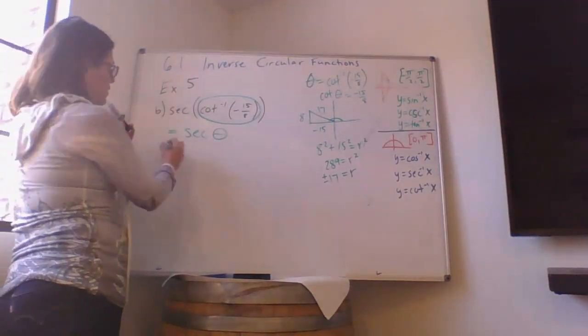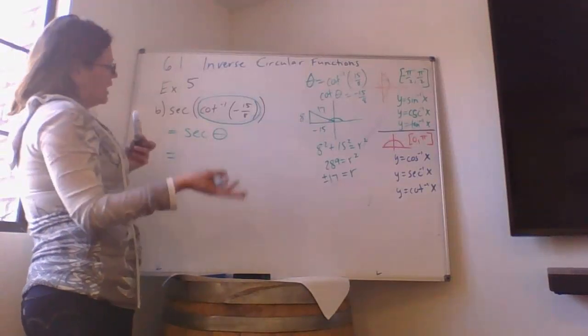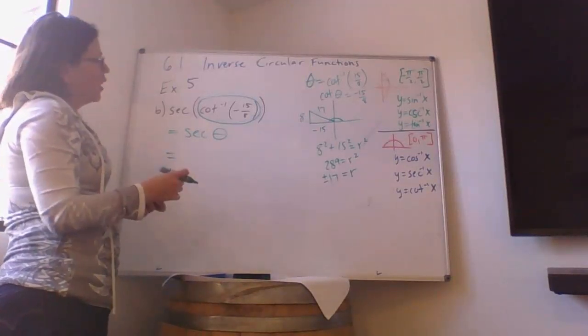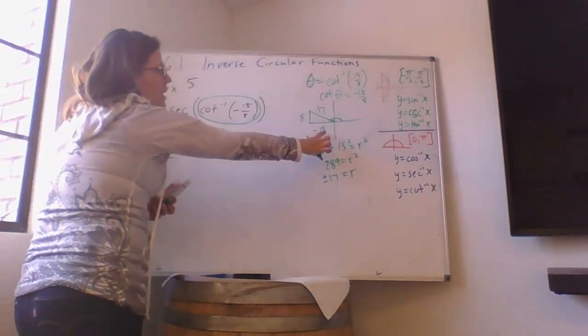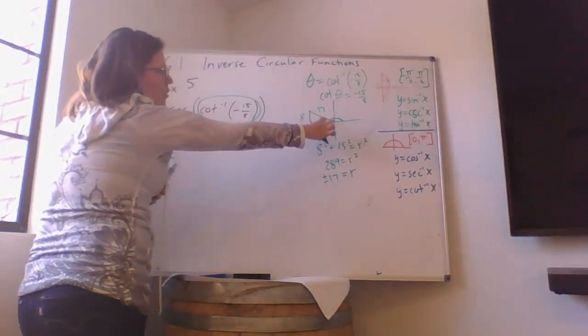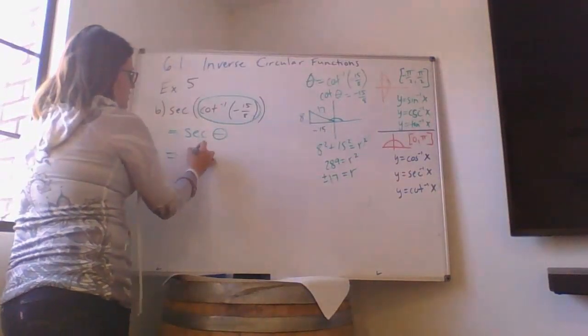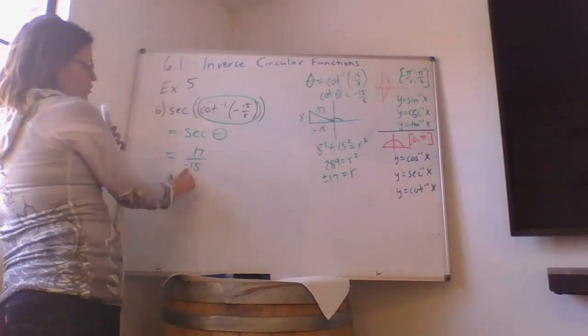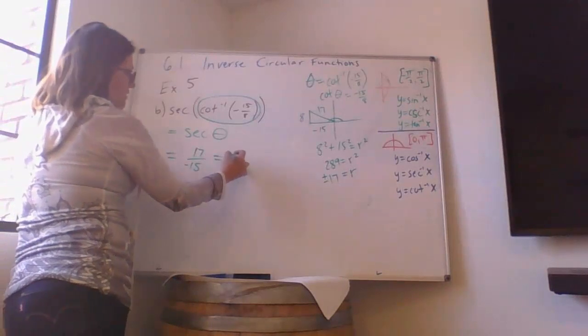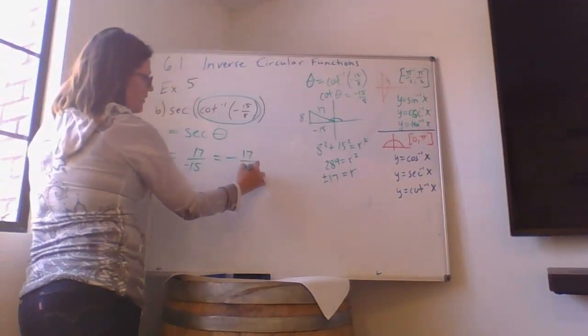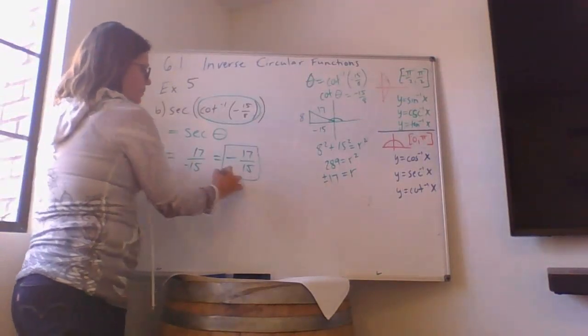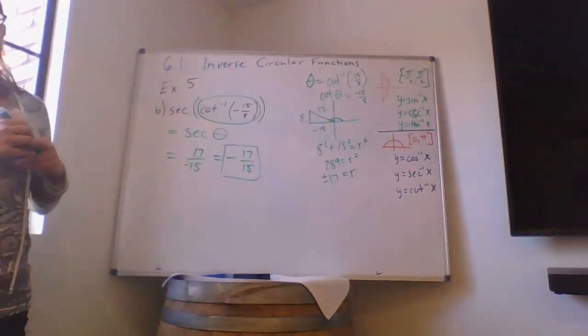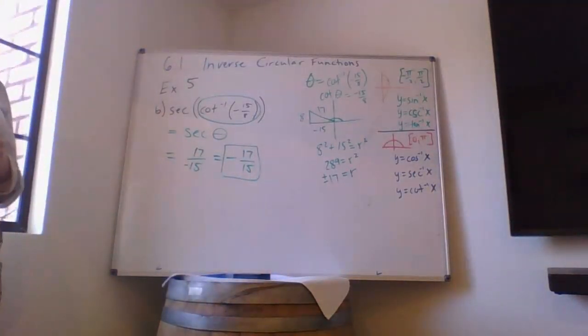So now let's go ahead. Remember, secant is just the reciprocal of cosine. So instead of x over r, it will be r over x. So our final answer is 17 over 15. The negative, we want to make sure we don't leave it on the bottom. So the final answer is -17/15. Your negative could be out front or on top, not on the bottom.